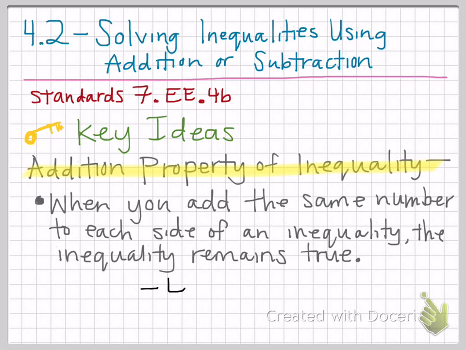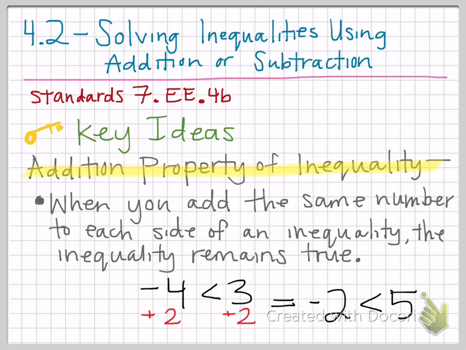So we know that -4 is less than 3. We can add whatever we want. Let's see, +2. As long as I do it to the other side, +2. So then my new inequality would be, class, -4 plus 2 would be -2 is still less than 5. Okay? And that still is true. Awesome job. Let's go ahead and do the subtraction.